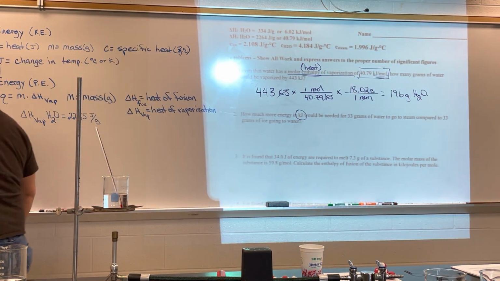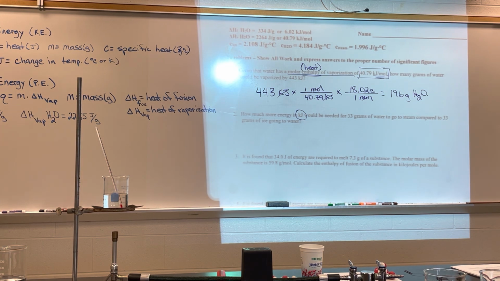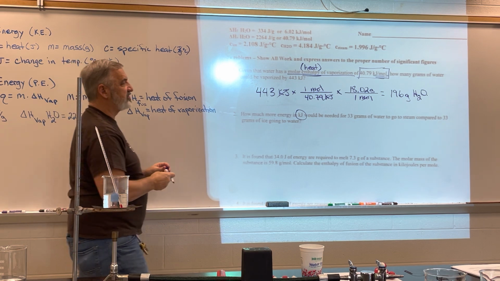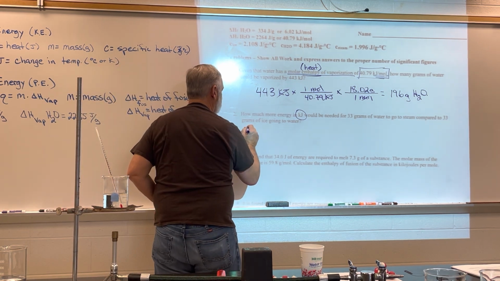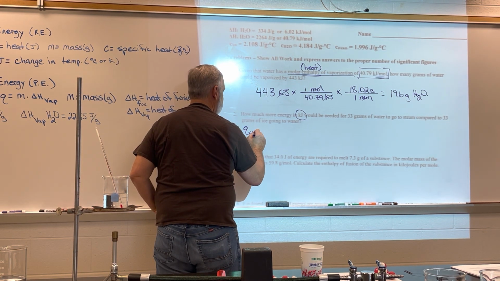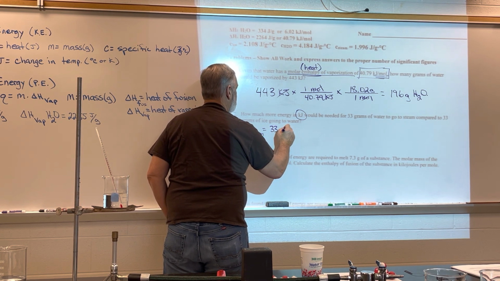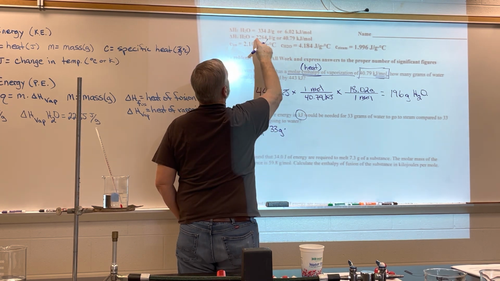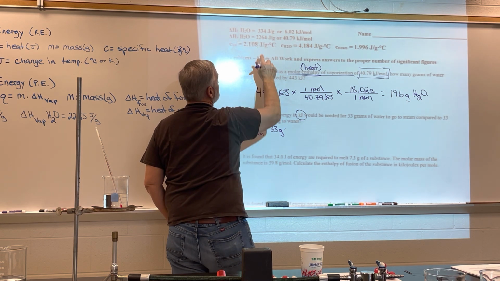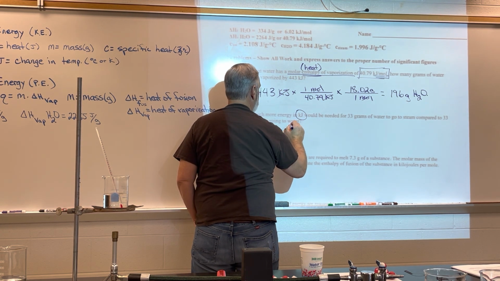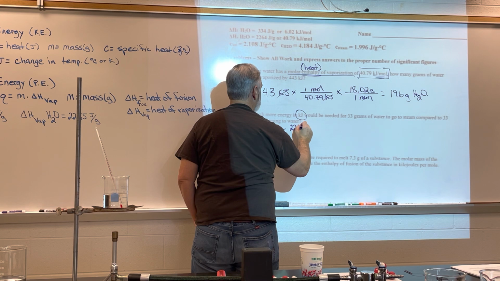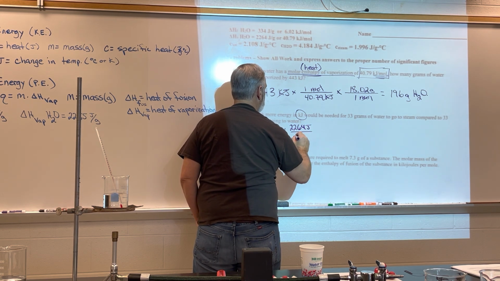Okay, for the sake of time, we're gonna use these two equations right here. So for steam, the Q of the steam is gonna equal 33 grams times my heat of vaporization, 2264 joules per 1 gram.